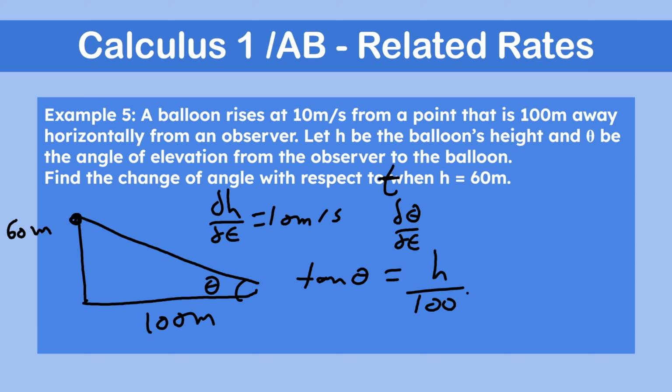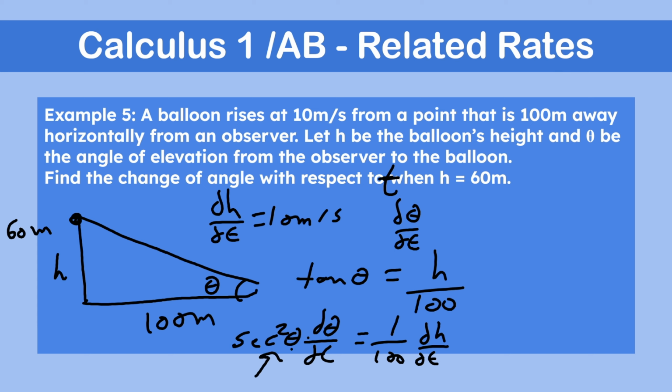So whenever you do related rates, usually you don't plug in values first. You usually differentiate first and then you plug in the values, because if you plug in values first, you're going to get a completely wrong answer. So we're going to keep h as h here and not going to plug in 60 for now. So tangent theta is h over 100. So what we're going to do is differentiate both sides. So we have secant squared theta, because that's the derivative of tangent, multiplied by the derivative of theta with respect to time, is equal to 1 over 100 times the derivative of height with respect to time.